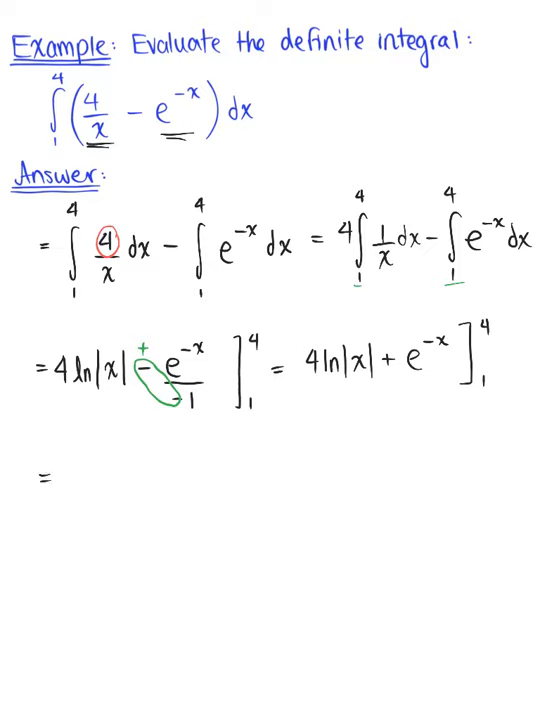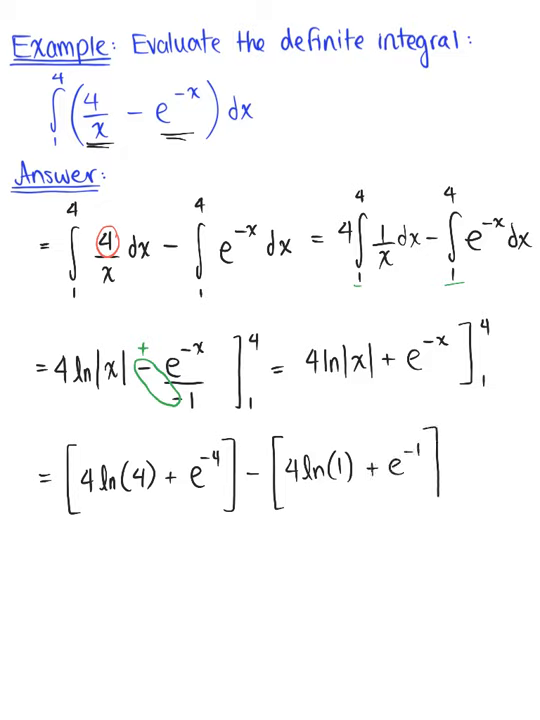So here we go. We have 4 multiplied by the natural logarithm of 4. Notice I drop the absolute value bars as soon as we know it's positive, it can't be negative, plus the natural exponential raised to the negative 4, and then we're subtracting the evaluation at the lower bounds. So this is 4 multiplied by the natural logarithm of 1 plus the natural exponential raised to the negative 1. Looking at this, we know that the natural log of 1 is 0.